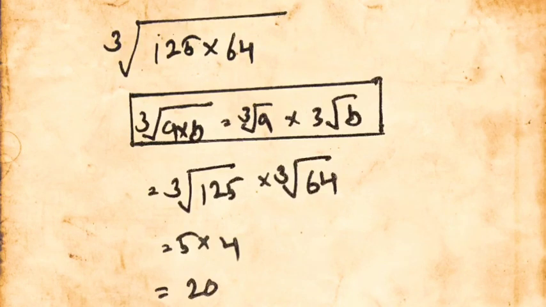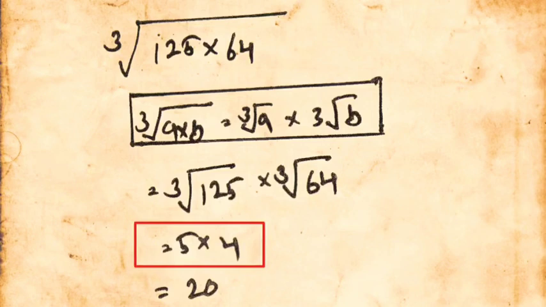Next question: the cube root of 125 multiplied by 64. Students, if the question is in the form cube root of a times b, we take the cube root of both numbers separately: cube root of a multiplied by cube root of b. So here we have the cube root of 125 multiplied by the cube root of 64. The cube root of 125 is 5, multiplied by the cube root of 64, which is 4.